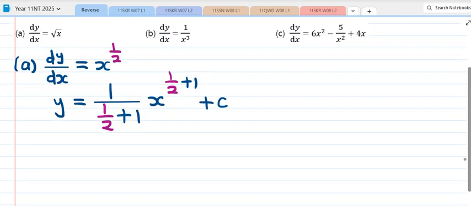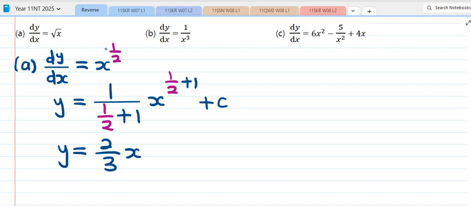So here, if we try to simplify, y would be 1 divided by 3 over 2. So 1 divided by 2 over 3 over 2 will be 2 over 3. And then x to the power of 1 plus 1 and a half, it would be 3 over 2, plus c. So this is for part A.